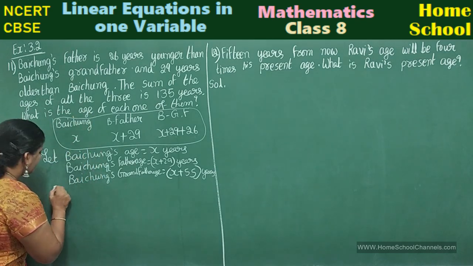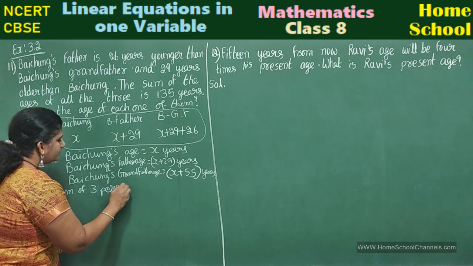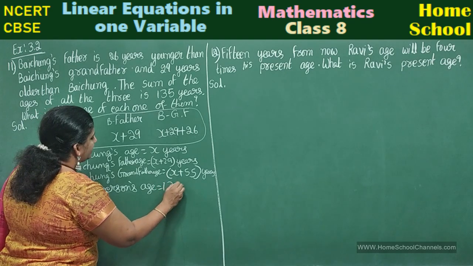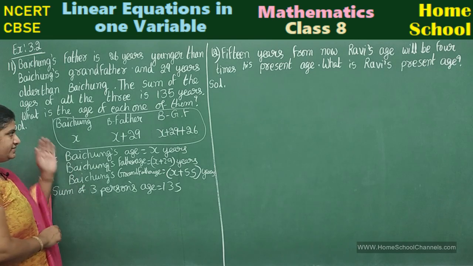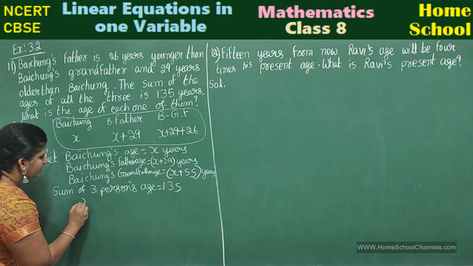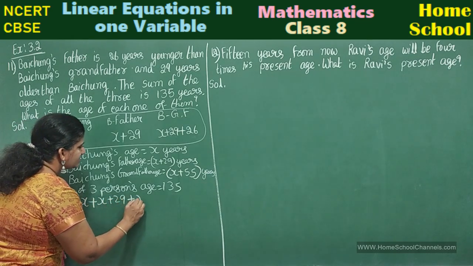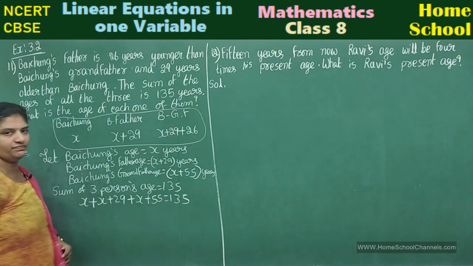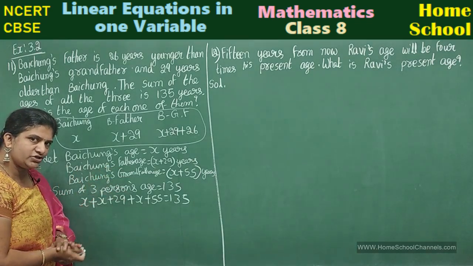And write the last line: the sum of the three ages is equal to 135. Who are the three? Bai Cheng, Bai Cheng's father, Bai Cheng's grandfather. Add all this: x plus 29 plus x plus 55 is equal to 135. You can write with brackets one time, and in the next line without brackets.